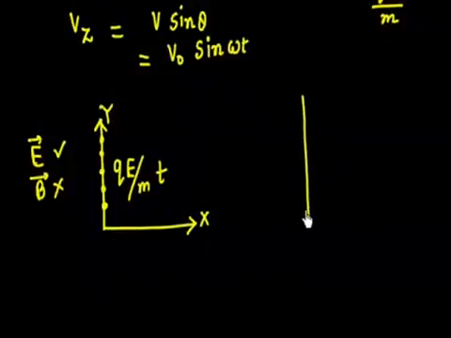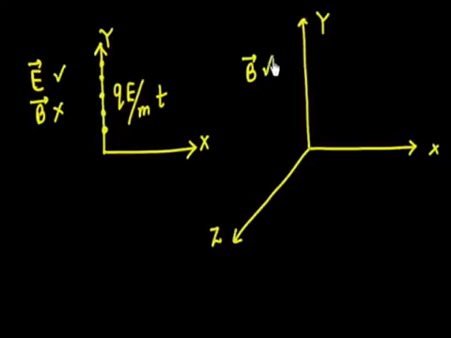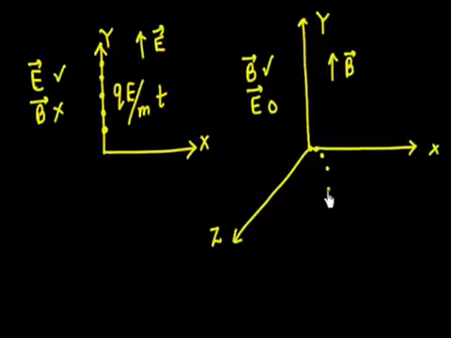If you have only a magnetic field and no electric field, this is your x-axis, this is your y-axis, and this is your z-axis. Of course, the electric field and magnetic field are both in the y direction. So in this case B is in the y direction. We said in this case you have a motion in the xy plane, so the motion is circular in the xy plane.